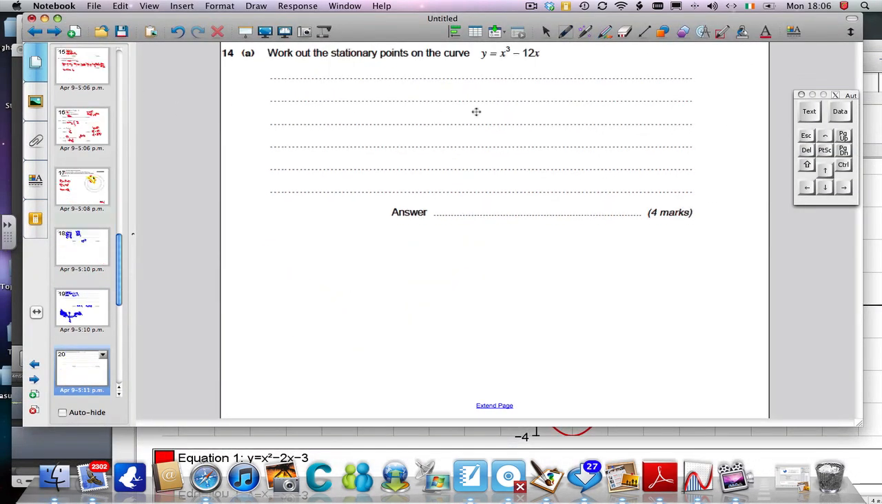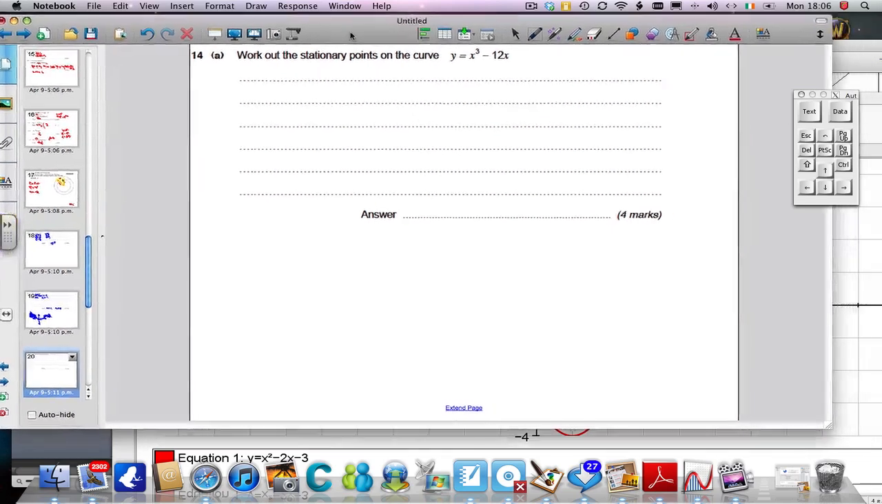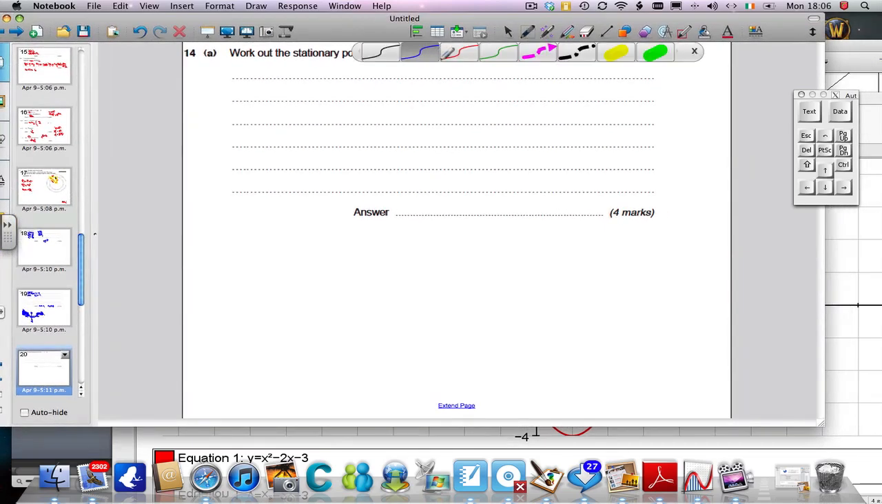Alright, moving on. Question 14. Work out the stationary points on this curve. So the stationary points are points on the curve when it's neither going up nor going down. In other words, it means the gradient is equal to 0. So I'm going to use the gradient function. I'm going to find the gradient function by taking the derivative.